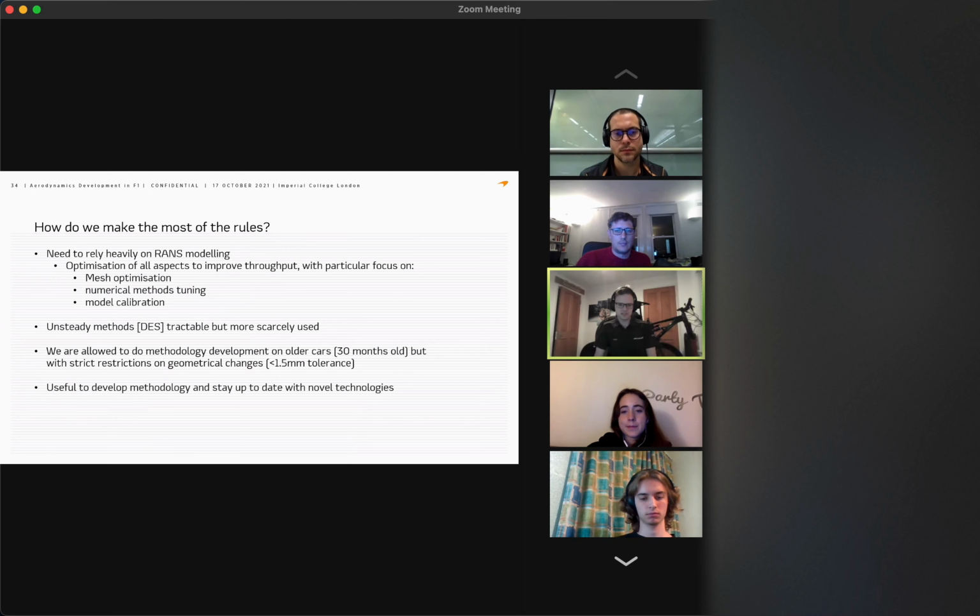We are allowed to do methodology development. So this is CFD development of the method. So do we use RANS with this turbulence model or that turbulence model? What happens if we change this parameter? But we can do that on old cars, so 30 months old. It's almost getting near 3 years. It's an old car. I don't think we're allowed to change the geometry anymore, but we used to be able to.